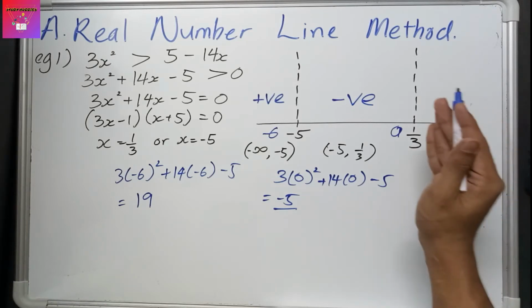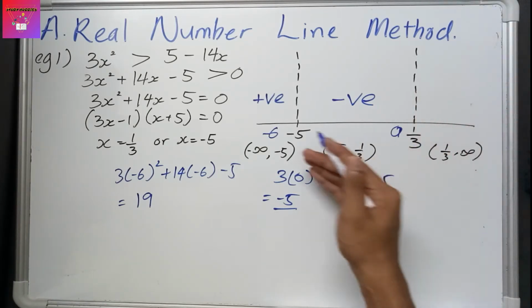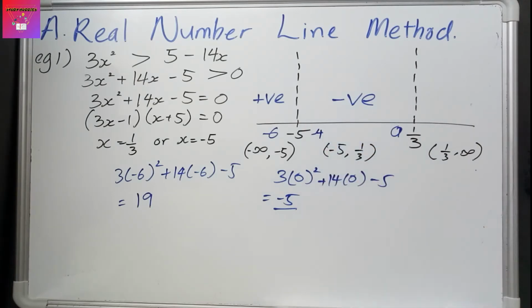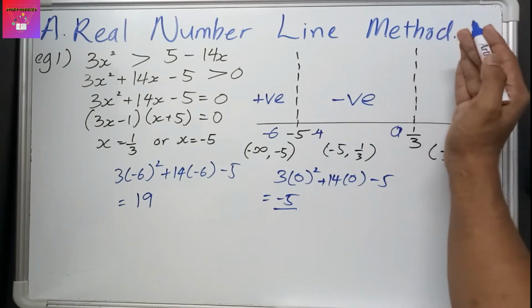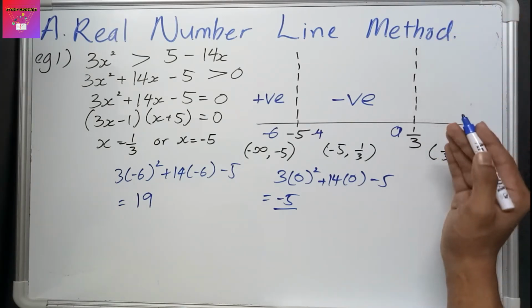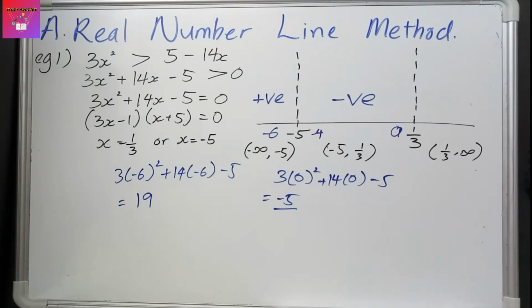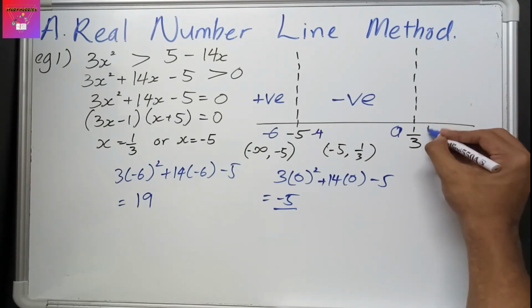And lastly, the part after 1/3. For this part we can choose both. Actually, -4 is also going to give you a negative answer, so you can try it by yourself. Next we are going to find out whether this is positive or negative. For a number after 1/3, I can take 2/3, 3/3, which is 1. So I'll just take the number 1.